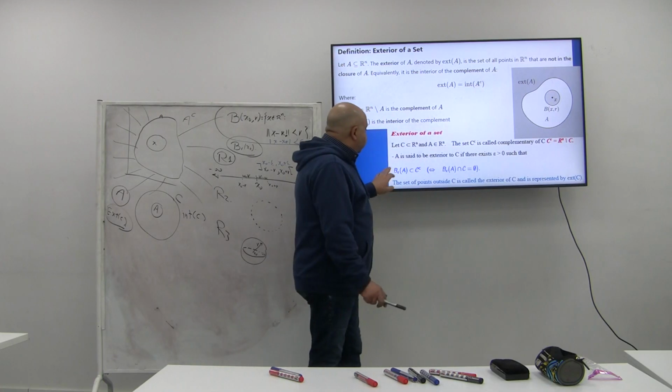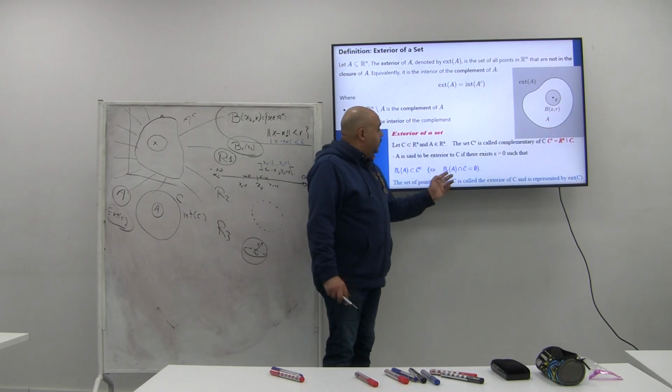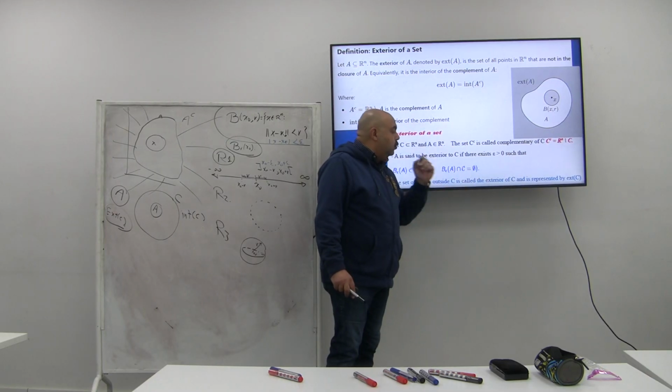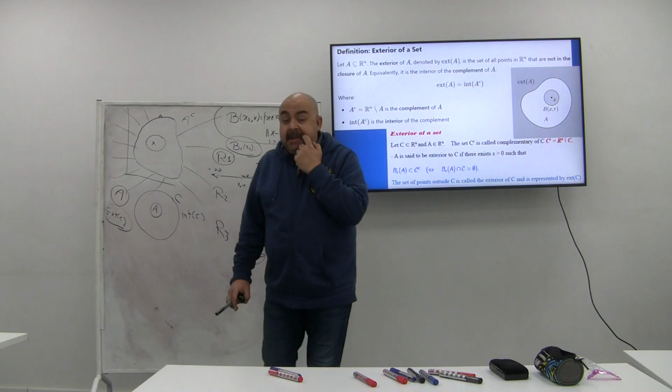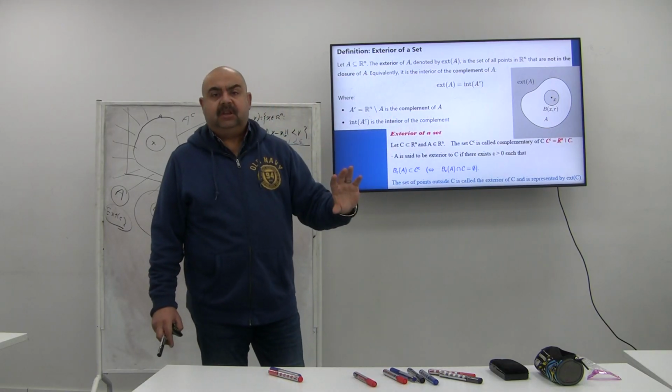Remark also, this leads exactly, and vice versa, to the open ball intersecting C being equal to the empty set, phi. So that means the open ball of A is located completely outside of C.